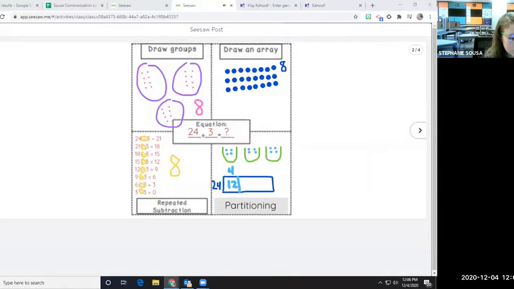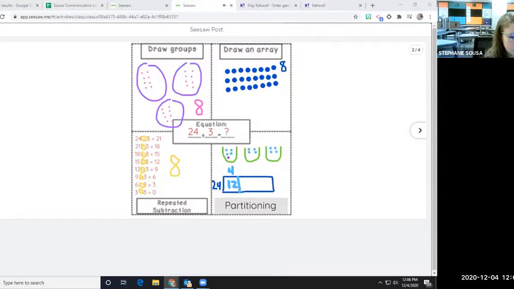I know that I still need to add more to get up to 24, so I'm going to try 2 this time. Let's see if it works. You know what? That would be smaller than 12. I'm going to try 3. So 4, then I'm going to add 3.